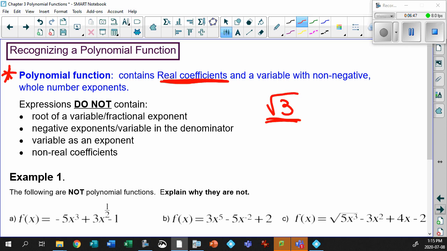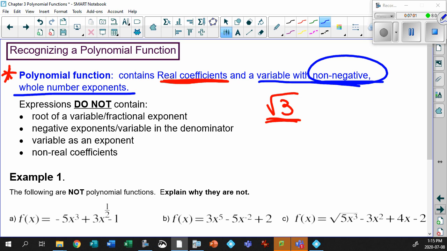Now, also, the variable here has to have really nice whole number exponents. You can have non-negatives. In other words, you can't have negatives. I'm even confusing myself. What's going on here? Real simple: expressions do not contain a square root of a variable, and there's no fractional exponent. What do I mean by that?